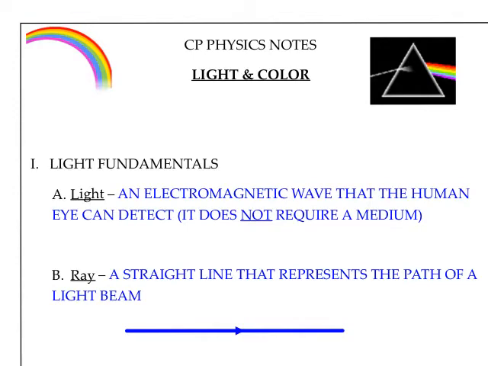Welcome to our chapter on light and color. Light is an electromagnetic wave that the human eye can detect. One thing that distinguishes light is that it does not require a medium. So this is something that's different than the mechanical waves we've studied so far. Light does not require any kind of material to travel through.